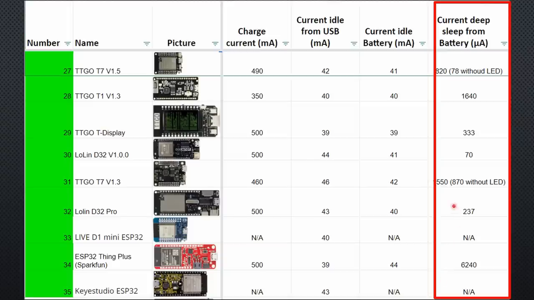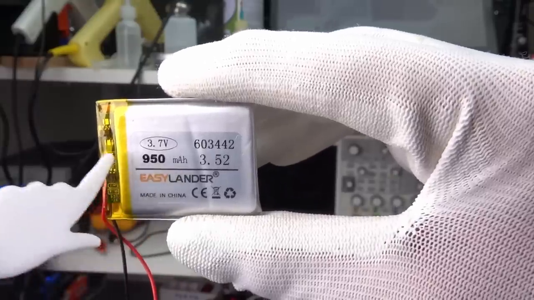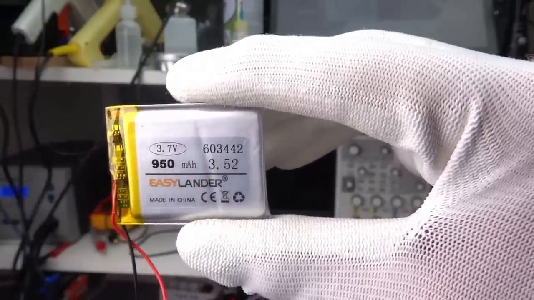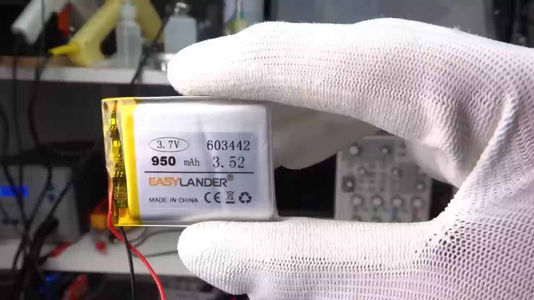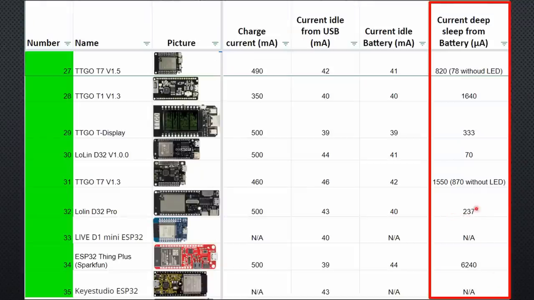The best is the Lolin D32 with 70 microampere. A good value because this small battery would power such a board in deep sleep for more than 500 days. Then come the D32 Pro and the T-Display. Both also have no always-on LED but consume 200 and 300 microampere.